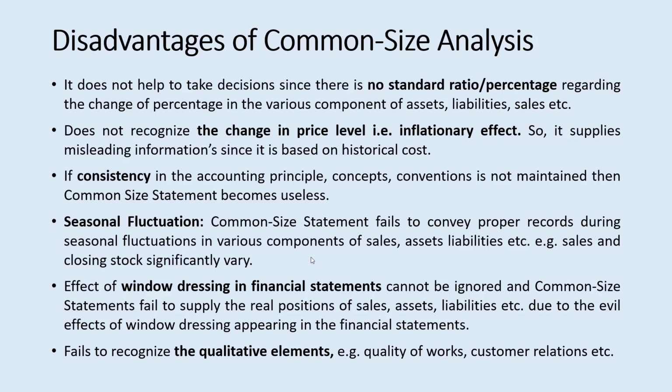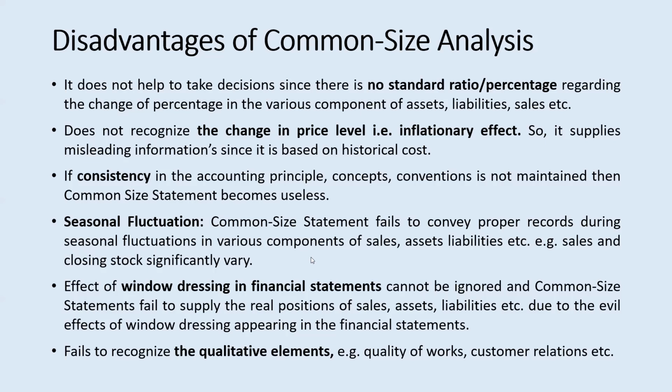You know that in ratio analysis, we have some norms. What are the norms? We have a norm for current ratio, that is 2 to 1. We have a norm for quick ratio, that is 1 to 1. But here we don't have a standard ratio or a percentage. So there is an issue of making decisions whether we are in line with the standard or not. That is a disadvantage of the common size analysis.